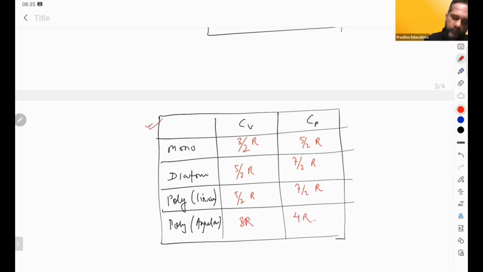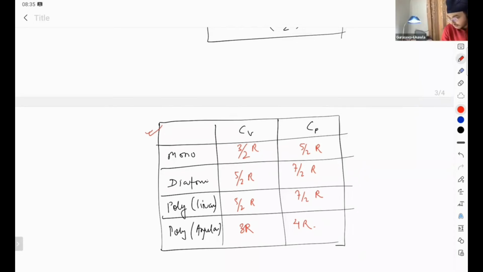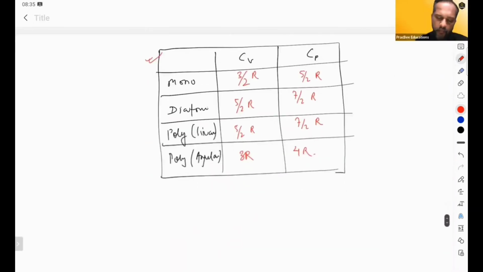This table is very important. You should remember Cv and Cp for different gases, because whenever we have to calculate heat at constant volume and at constant pressure for different gases, we will need this. Okay? So we have calculated this.